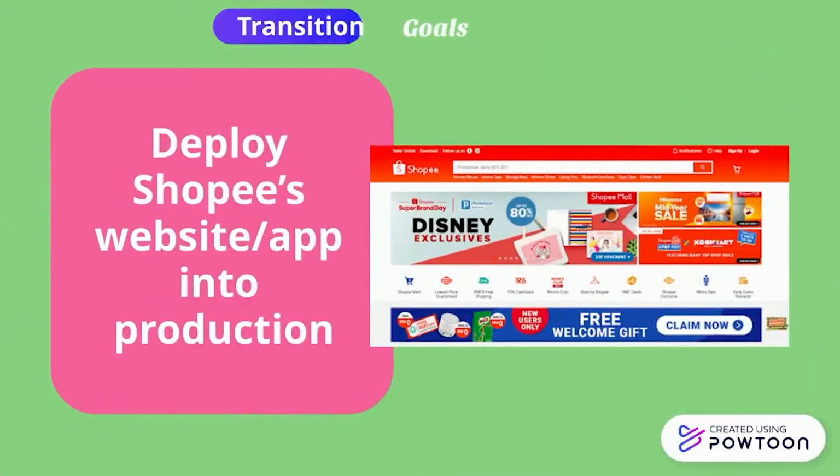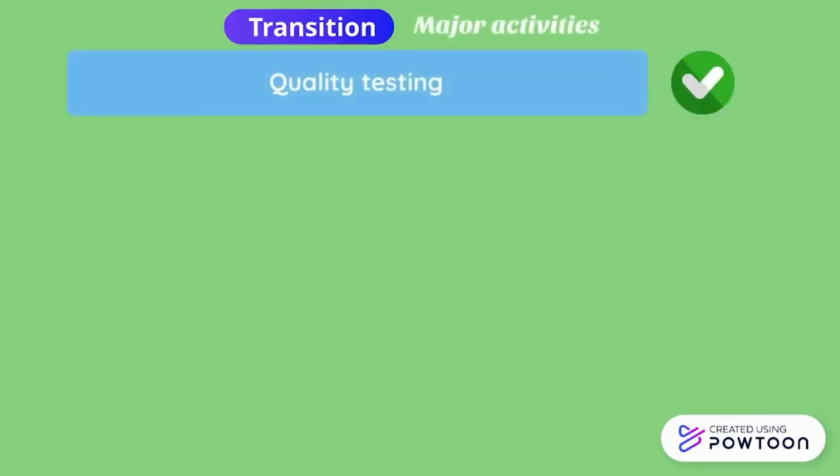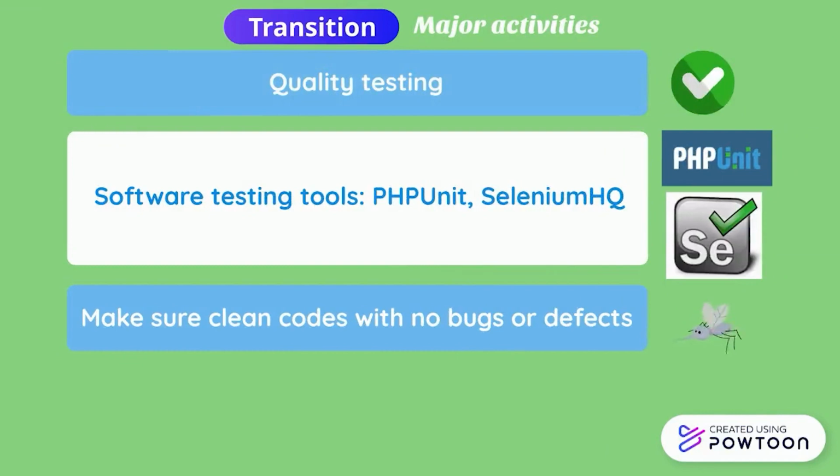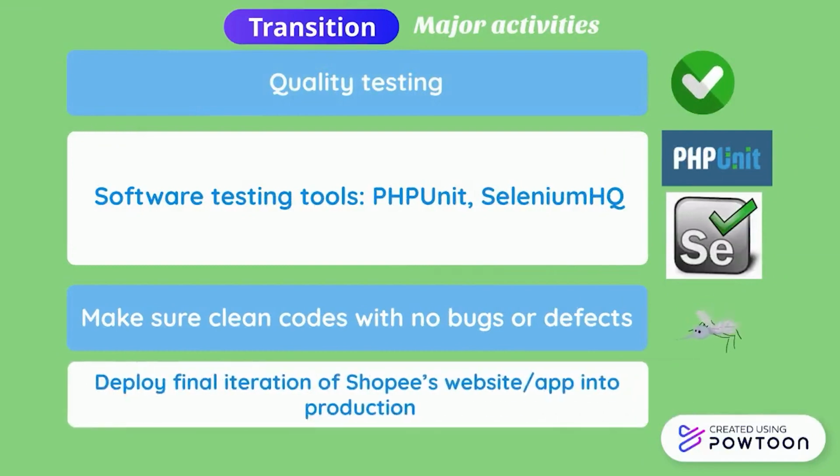The goal for transition is to deploy Shopee's website or app into production. The major activities are quality testing, testing software so that there are no bugs or defects, and deploying the final iteration of product into production.